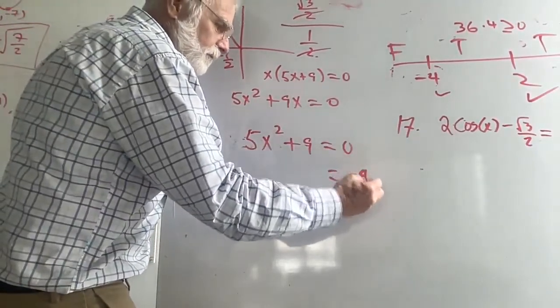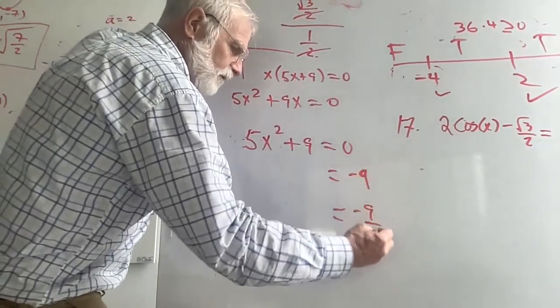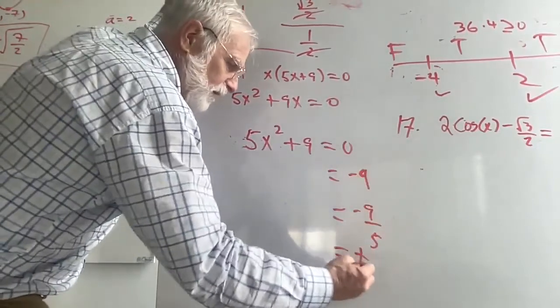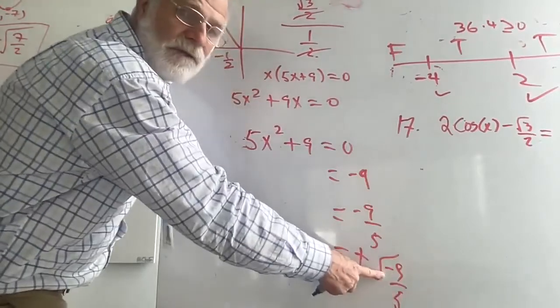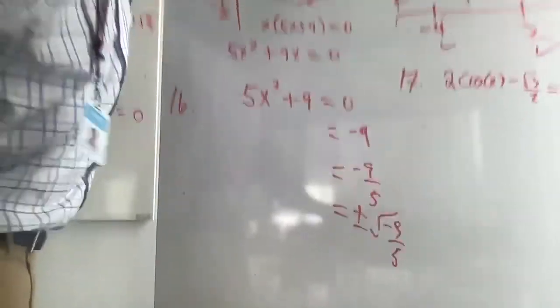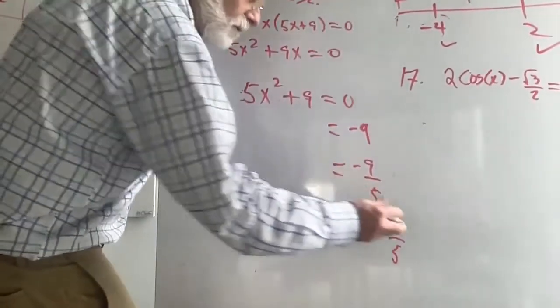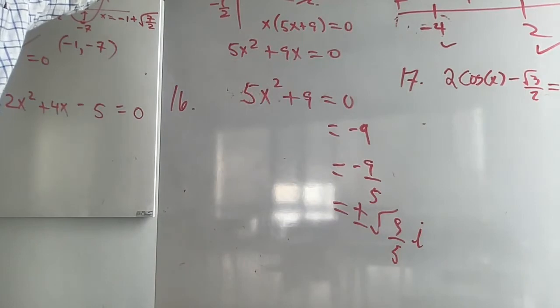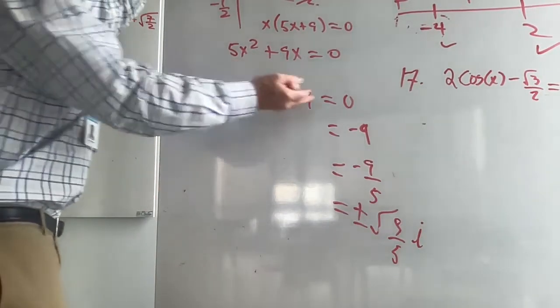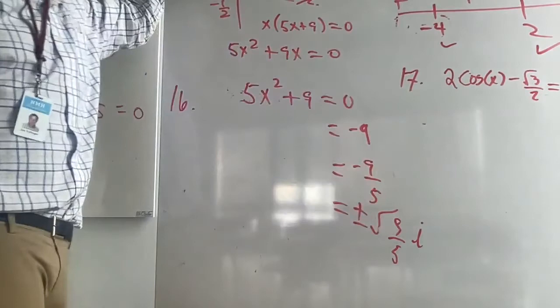-9/5, plus or minus the square root of -9/5. And whenever you have a negative sign, take it out and show the reader that you know that that's an imaginary number. Okay, so that really lends itself nicely to inverse thought process.